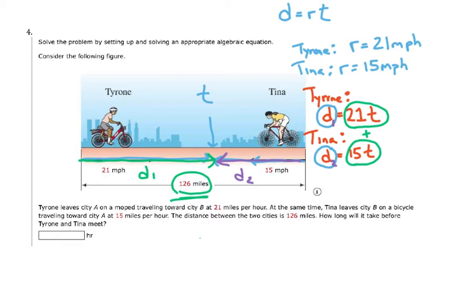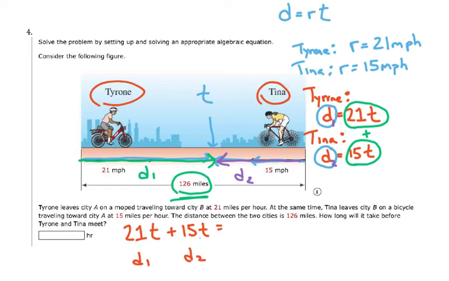Let's get some more room here and see what we can do. If we take 21 times t, that's the distance that Tyrone travels, and add that to 15 times t, that's the distance that Tina travels. This equals the total distance, 126. Now we have an equation to solve, and let's do it.